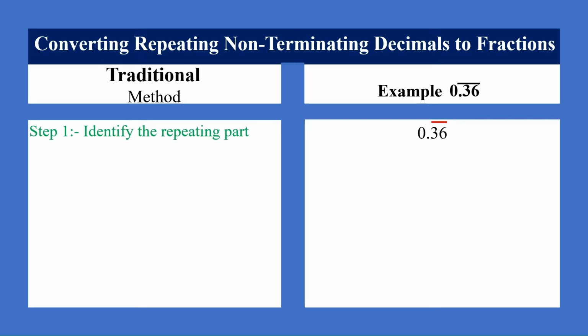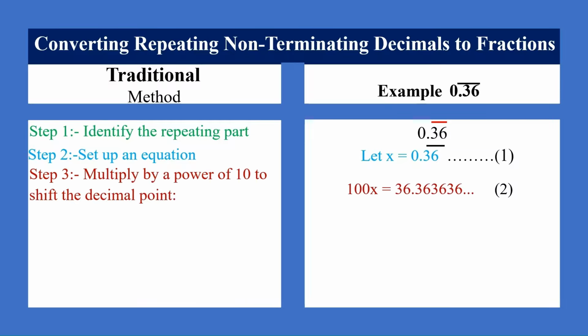Here I'm writing the steps clearly for you to understand better. Step 1: Identify the repeating part. Now in 0.36 bar, the repeating part is 36. Step 2: Set up an equation, that is, let x is equal to 0.36 bar and call it equation number 1. Step 3: Multiply by a power of 10 to shift the decimal point. Now here, since there are two numbers that are repeated, you multiply both the sides by 100.